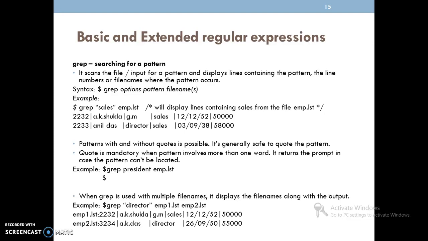grep sales employee.list. Here grep is the name of the command, and sales is the pattern with respect to the employee list. That means we are finding the details of the employees from the employee list, but that employee should have the pattern sales. In this case, AK Shukla and Anil Das belong to the pattern sales, so they will be displayed on the screen.